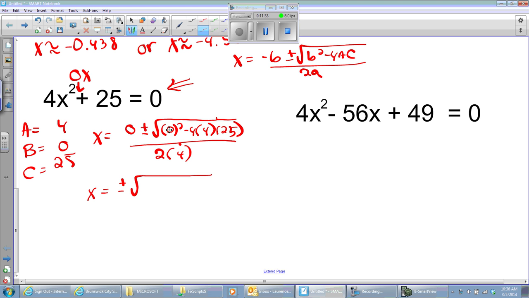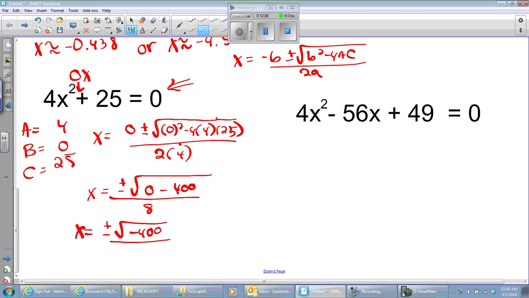0 squared is 0 minus 16 times 25. Off the top of my head, I don't know that, but 25 times 4 is 100. I'm thinking 400. Yeah, I think 400 is a good answer there. Okay, 400. And so that'll be over 8. And so the x is going to equal plus or minus the square root of negative 400.